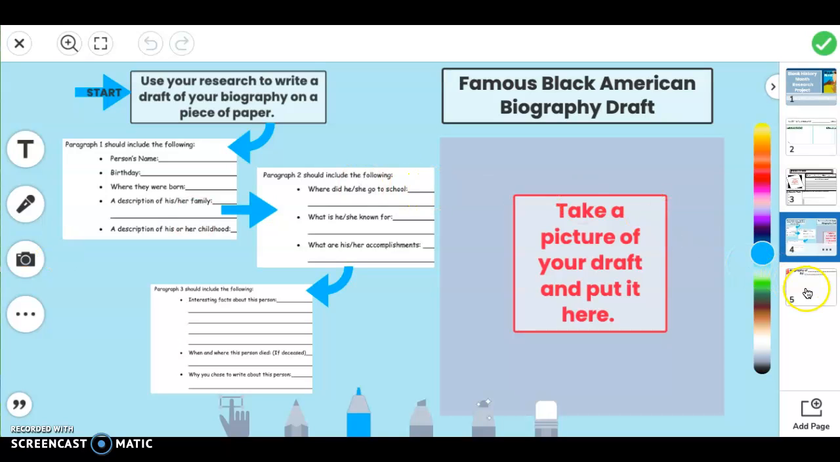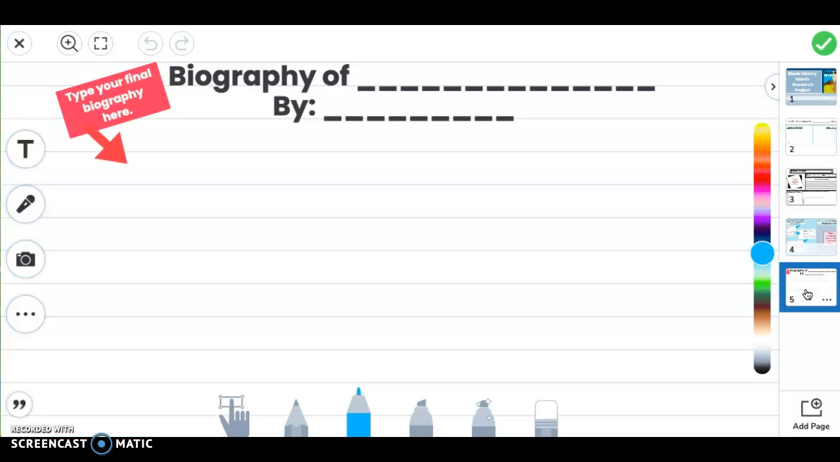To finish up your project, on slide 5, you will take your draft, make corrections if you need to, and then you will type your final paper here. Where it says biography of, put the name of your person, and then by and your name. Do your very best. Make sure you're starting your sentences with capital letters and ending your sentences with a period or some kind of punctuation.